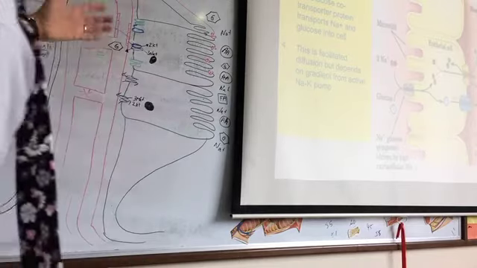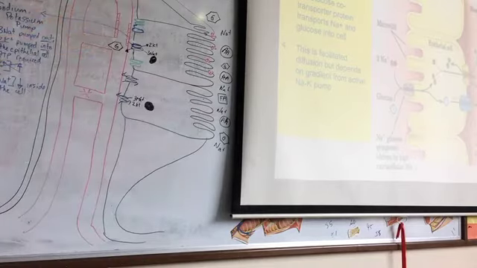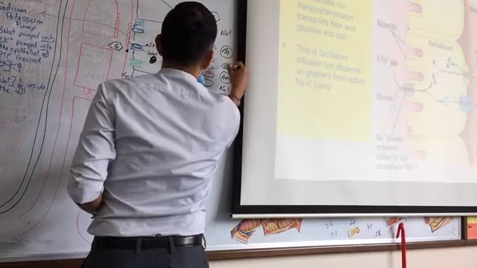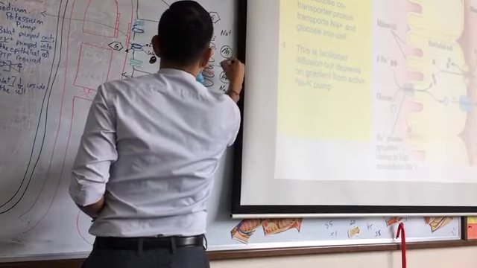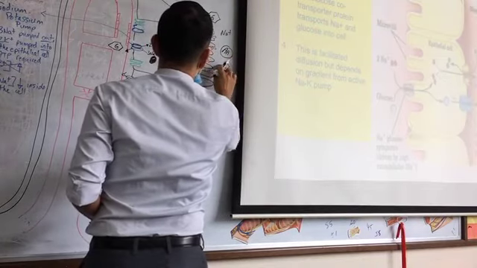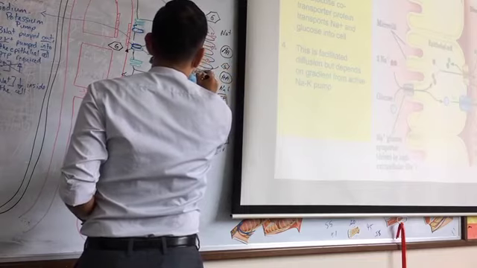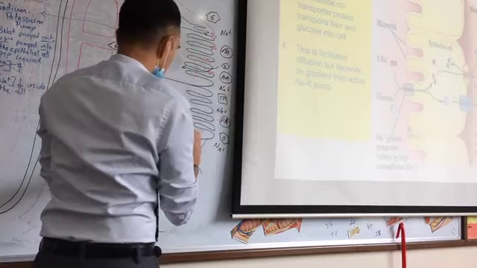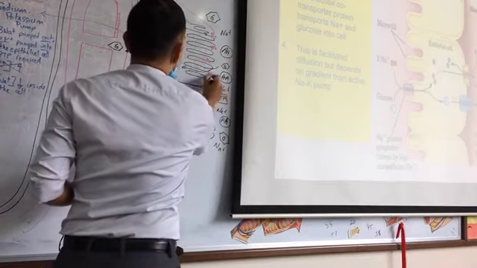Okay, so without that gradient that was created here, you don't get this co-transport. So we'll get glucose, which can go in, all right? Let's show it going in here. At the same time as sodium.